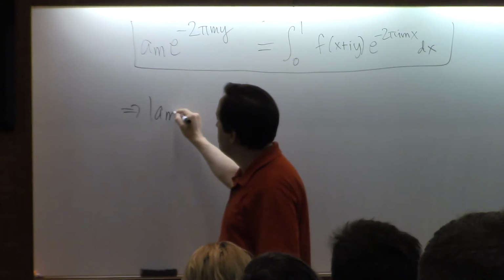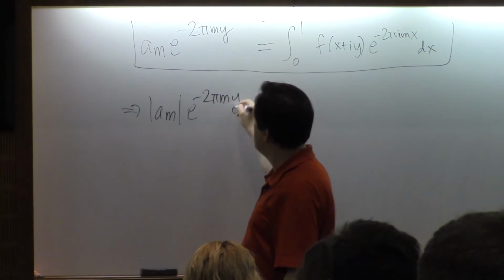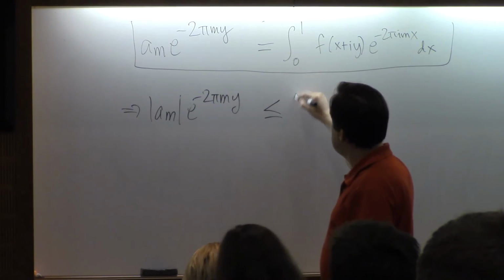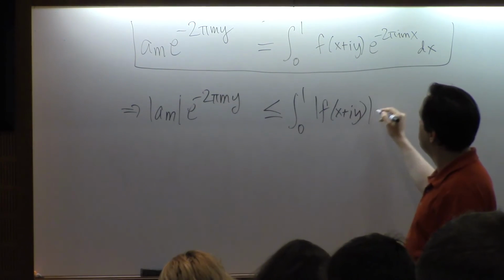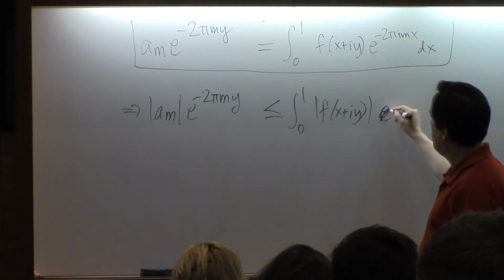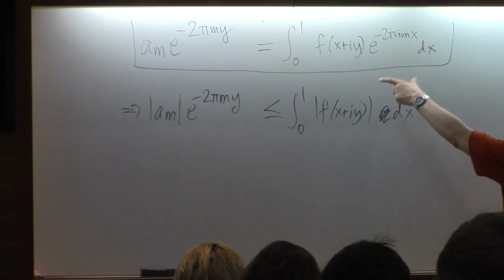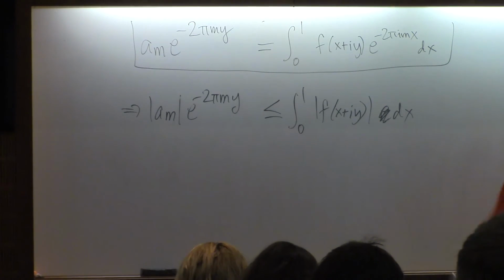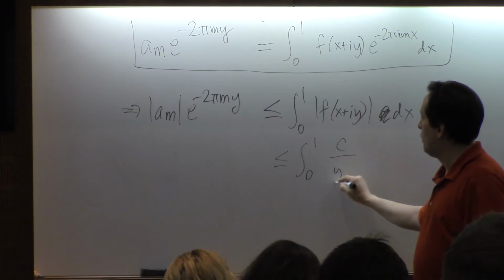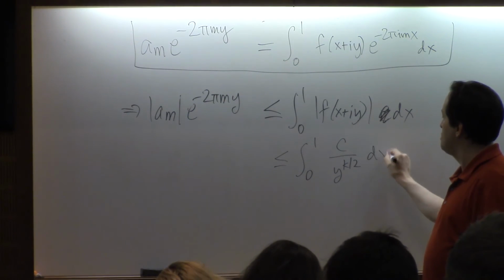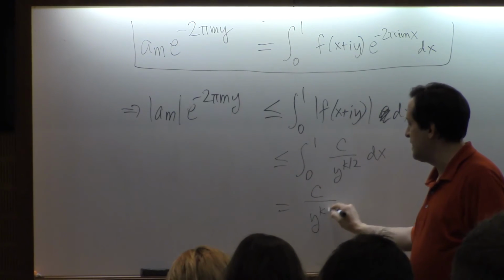The magnitude of this thing, it's a complex number, is at most the integral of the magnitude of this function. And this has size 1, so it doesn't even matter. You take the absolute value. Absolute value of that equals absolute value of that, less than or equal to the integral of the absolute value, but this is less than or equal to c over y to the k halves, which has nothing to do with the x, and so you're left with c over y to the k halves.